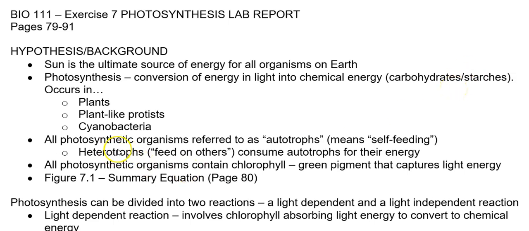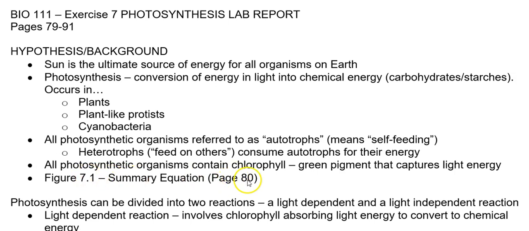Whereas we also saw and defined heterotrophs, which are organisms that feed on others, and they will typically consume either autotrophs or other heterotrophs for their sources of energy, that is, for their sources of chemical energy of carbohydrates or starches. All of the photosynthetic organisms contain a green pigment called chlorophyll, and it's chlorophyll that essentially harvests and captures the energy from light and begins that conversion of the light energy into chemical energy.